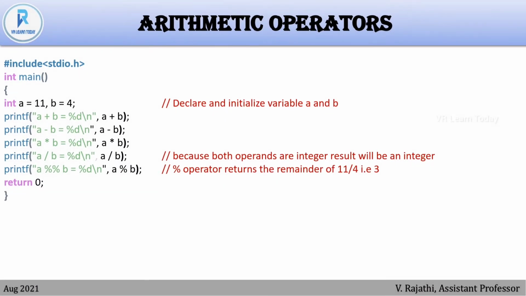This is an example of arithmetic operators. As usual, header file hash include stdio.h, and then int main. Inside main, we declare variables, and the declaration and initialization are done in one line. So int a equal to 11, b equal to 4. When we declare a variable, at the same time we assign values to it. In printf, a plus b equal to percent d. Since it is an integer variable, we use the format specifier percent d, and we use a plus b, a minus b, a star b, a slash b, and a modulo b.